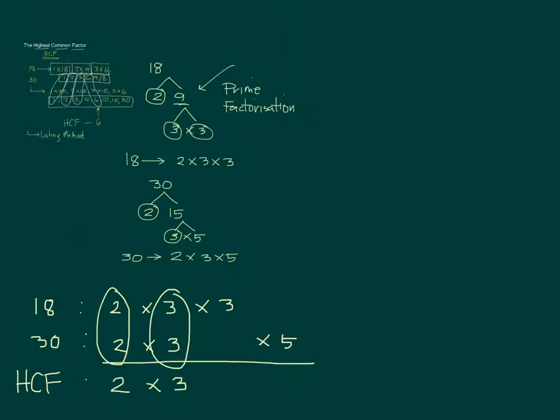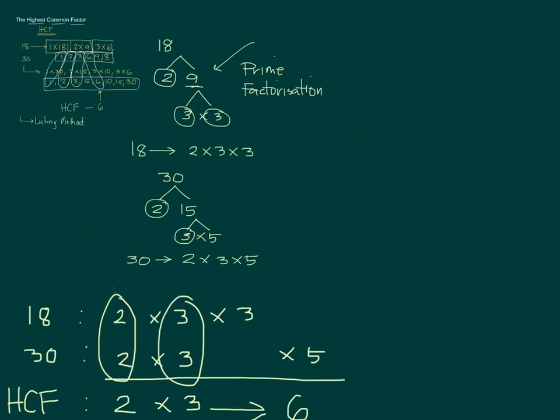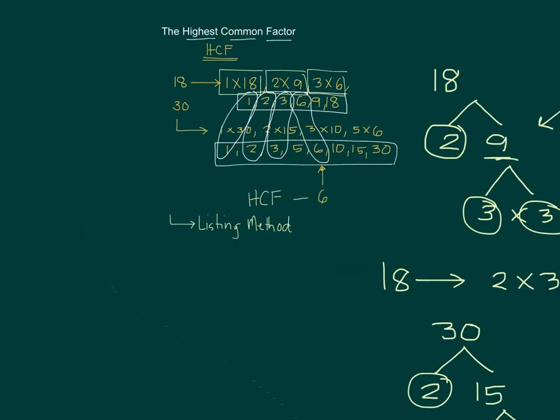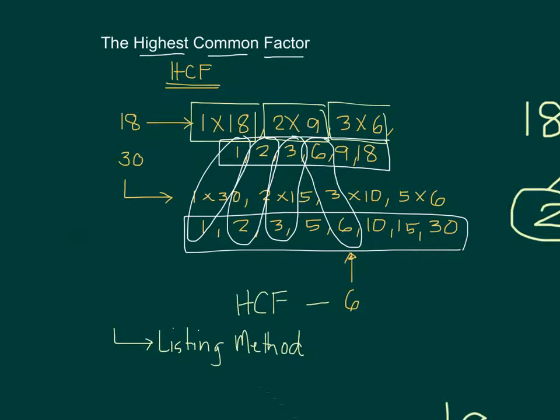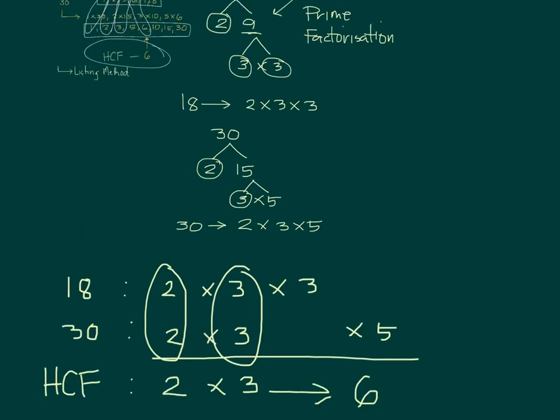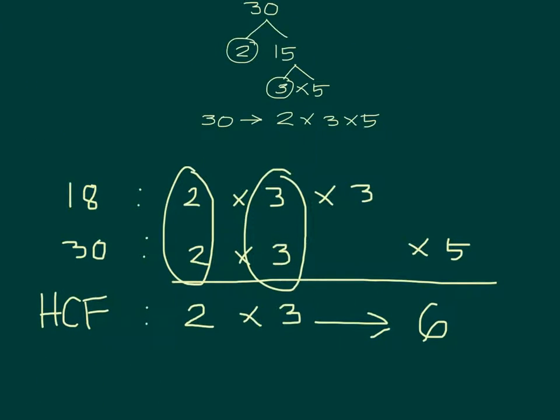Okay, and finally, the highest common factor is the product of 2 and 3, which is 6, which is consistent with what we obtained a while ago from the listing method. Remember, we got the highest common factor 6 from the listing method, and now using the other method, we were able to find the HCF, which is also 6.